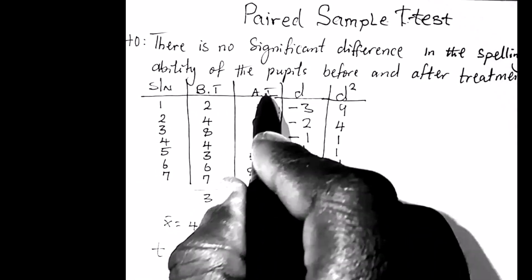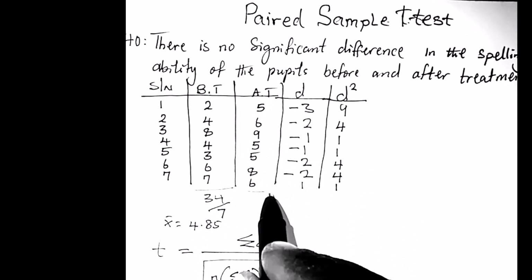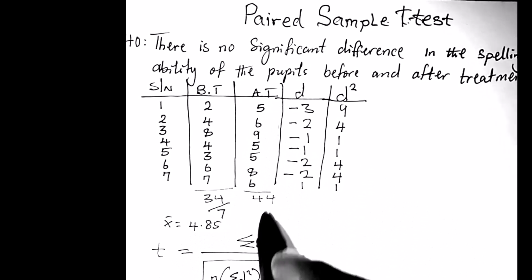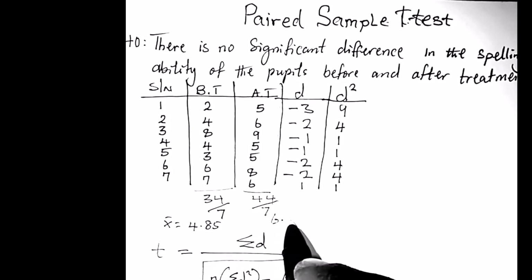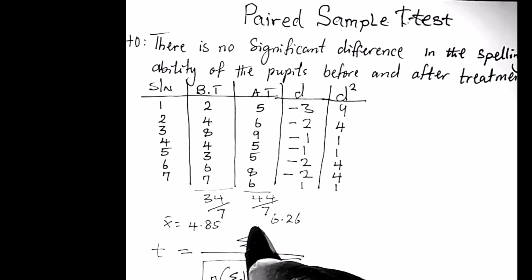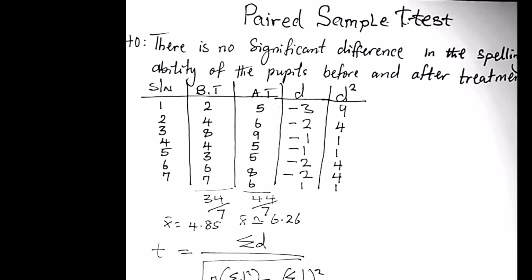For after the treatment, if we sum all this, then we'll have 44. So 44 divided by 7, then we'll have 6.26 approximately as the mean for after the treatment. That is after applying the new method.